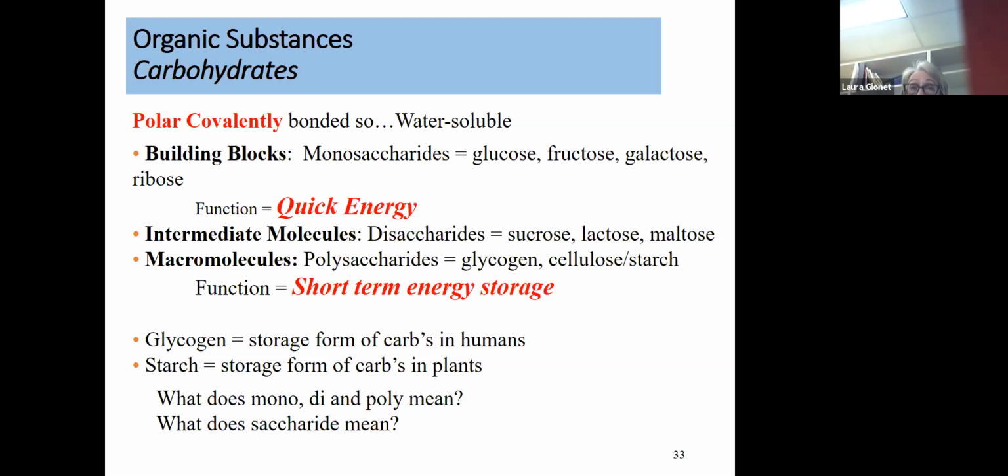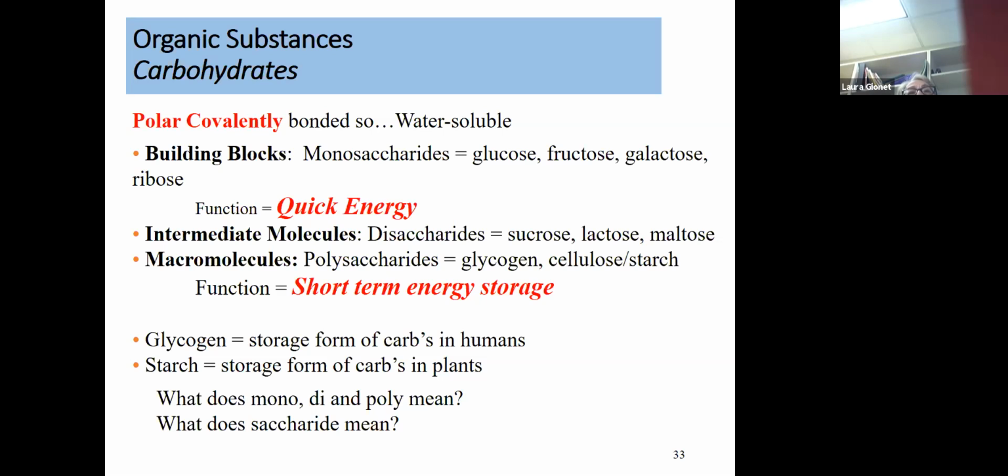Okay, so carbohydrates. All carbohydrates, the building blocks, intermediate, macromolecules, are polar covalently bonded. Right? The building blocks are called monosaccharides. Mono means one, and saccharide means sugar. Of our monosaccharides, we had glu, fru, gal: glucose, fructose, and galactose. And technically, ribose is a building block.